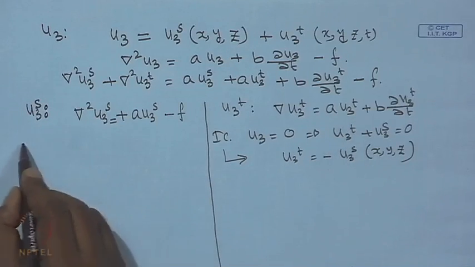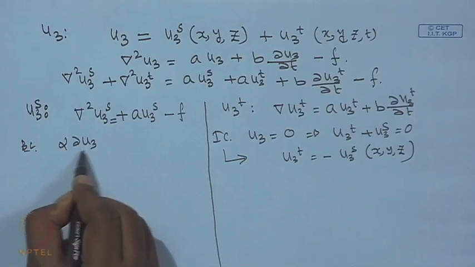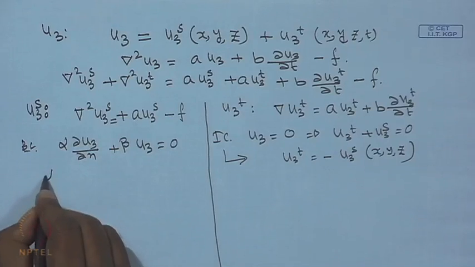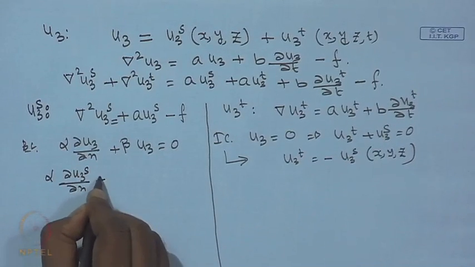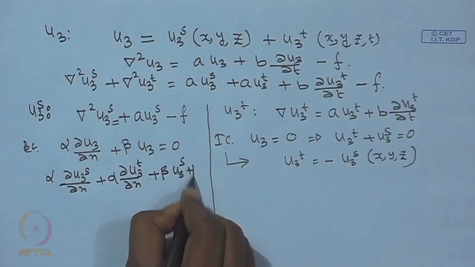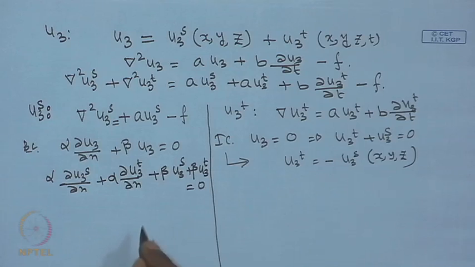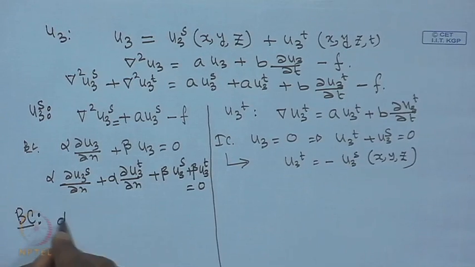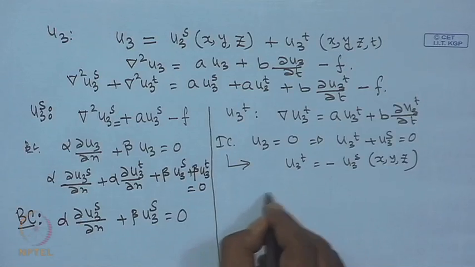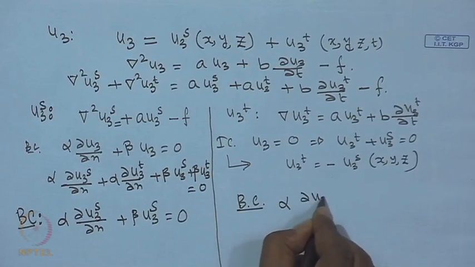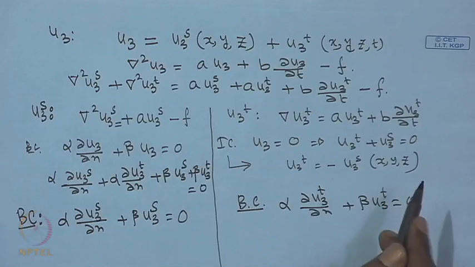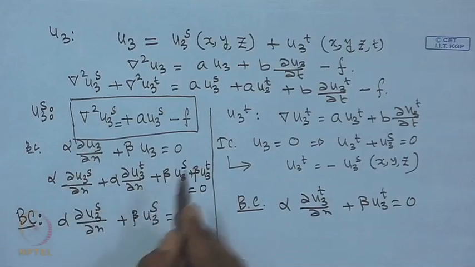And now, look into the boundary condition. The boundary condition was alpha del U3 del n plus beta U3 is equal to 0. We put U3 is equal to U3S plus U3T. So, alpha del U3S del n plus alpha del U3T del n plus beta U3S plus beta U3T is equal to 0. Again, we collect the similar terms. So, the boundary condition for the steady state part will be alpha del U3S del n plus beta U3S is equal to 0, and the boundary condition for U3T will be alpha del U3T del n plus beta U3T is equal to 0. So, this is the governing equation of the steady state problem along with this boundary condition.